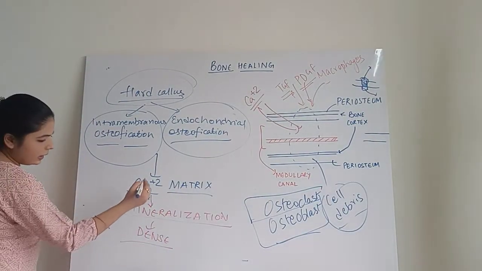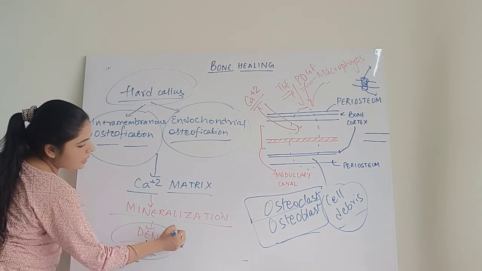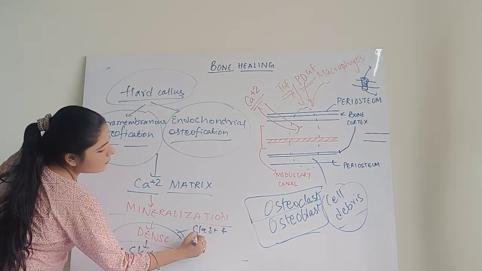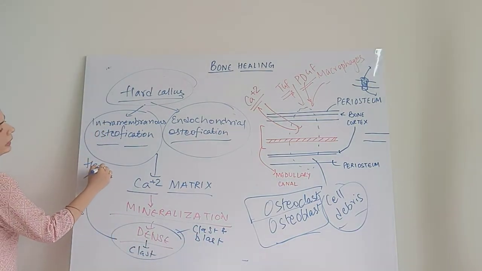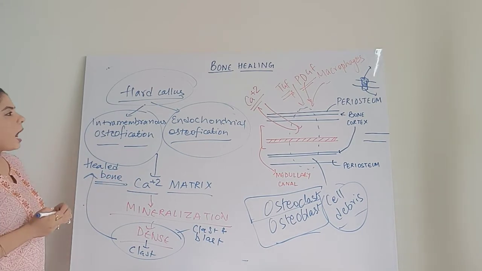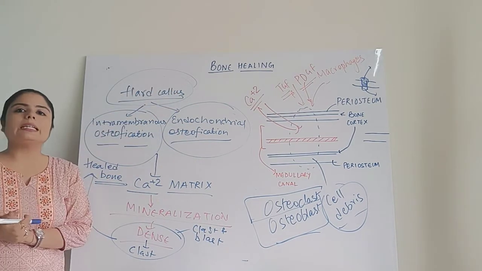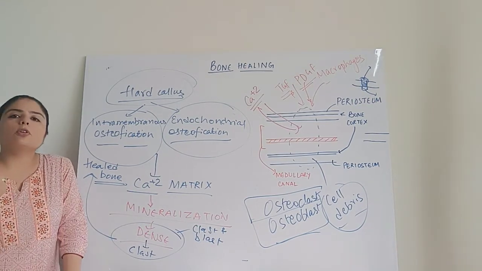So finally, after this osteoclast and blast activity, we have a healed bone which is dense, and this is how the bone healing process takes place in the case of secondary healing. So there's a brief intro about the primary healing.